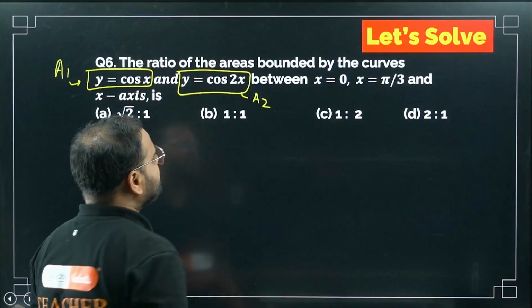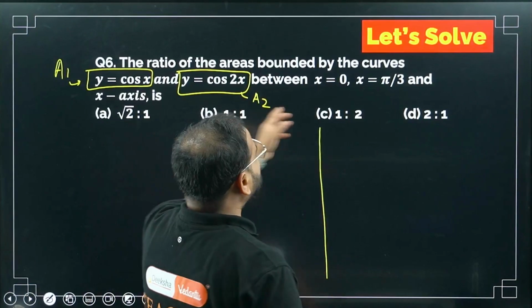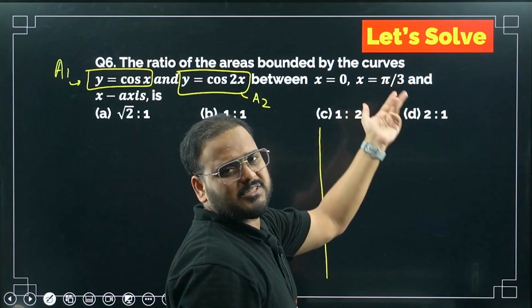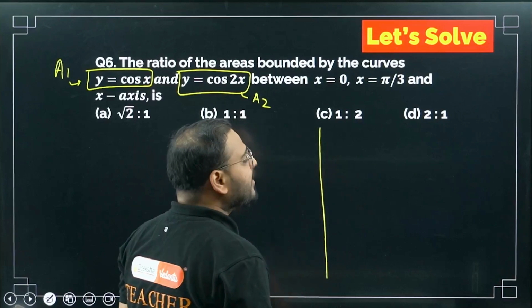Let's work it out. First one. Do we need a graph over here? We don't, because simply from 0 to pi by 3, what will happen? Both are positive. Both cos x and cos 2x are positive, sir. Correct, na?